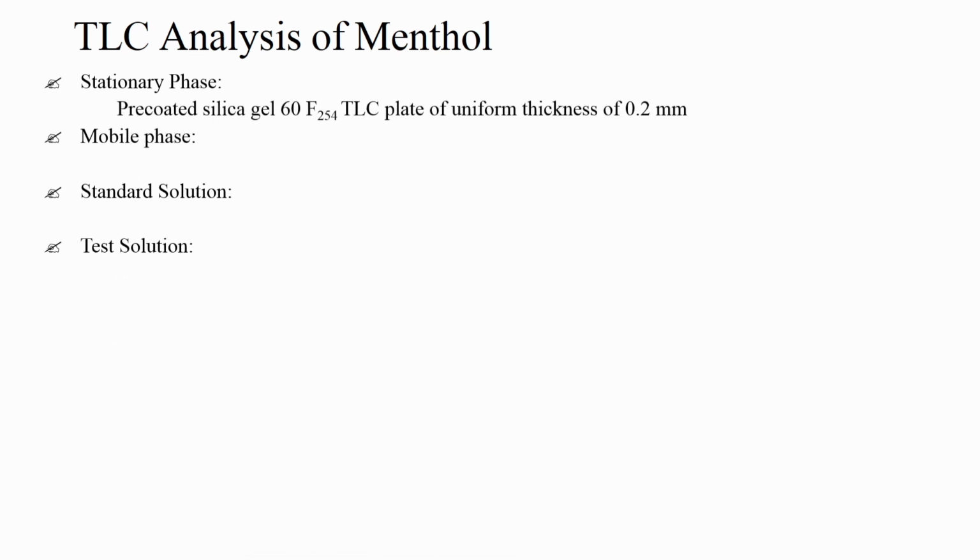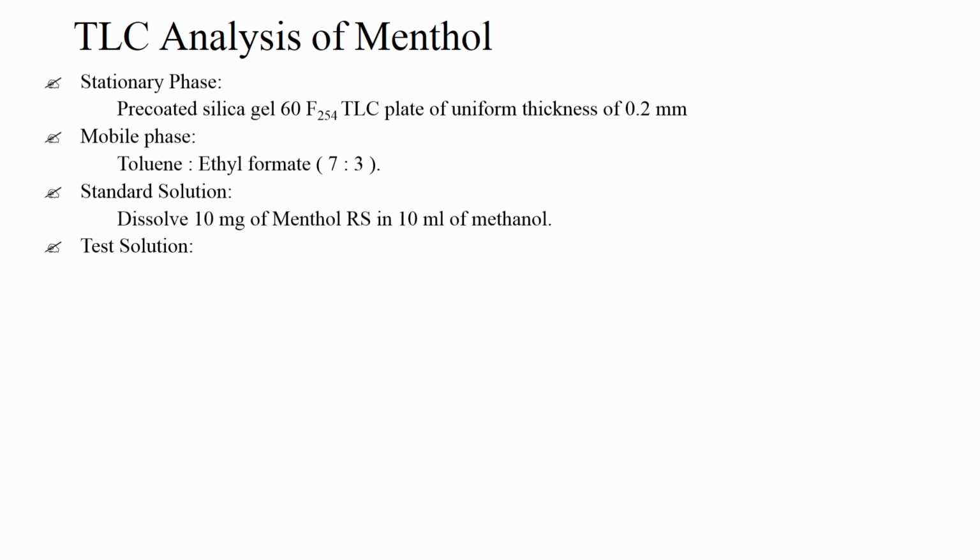Now coming to TLC analysis of menthol. The TLC analysis of menthol includes stationary phase, mobile phase, standard solution and test solution. Here the stationary phase is a pre-coated silica gel TLC plate. The mobile phase is toluene and ethyl formate in the ratio of 7:3. The standard solution is prepared by dissolving 10 mg of menthol reference standard in 10 ml of ethanol. The test solution is prepared by dissolving 10 mg of test menthol in 10 ml of ethanol.